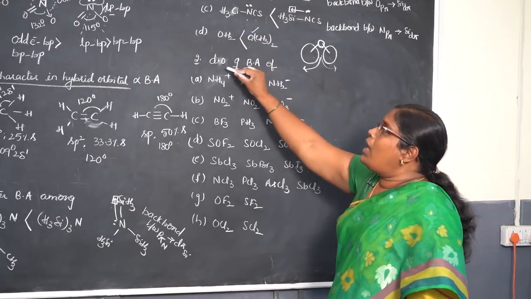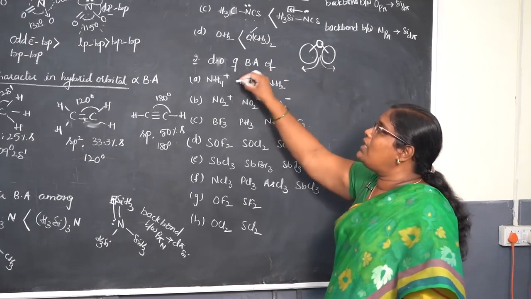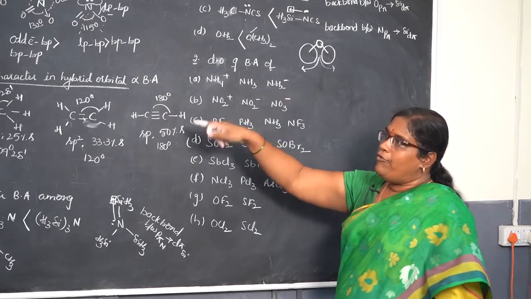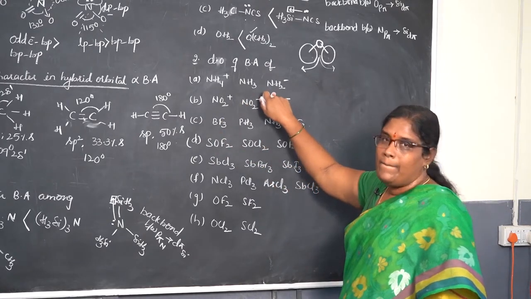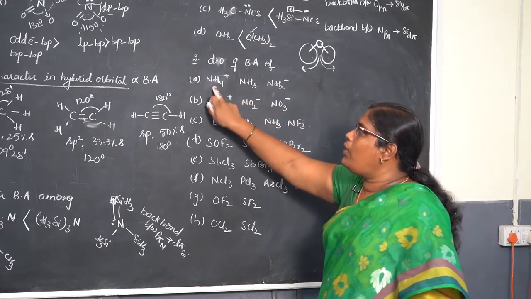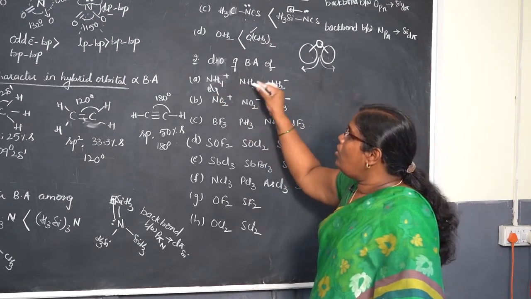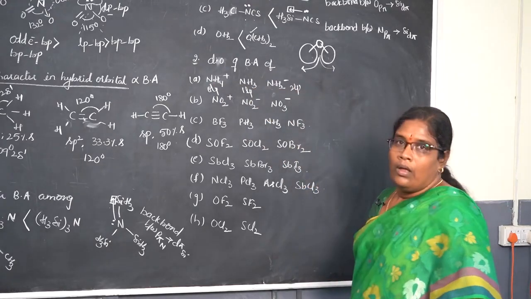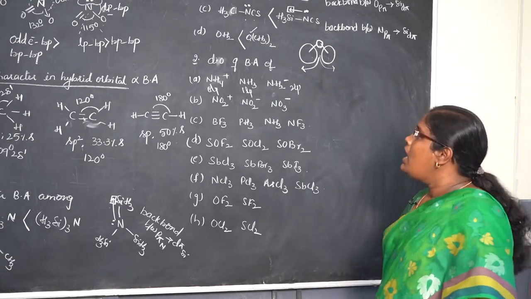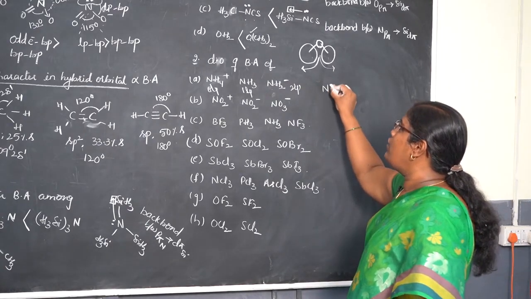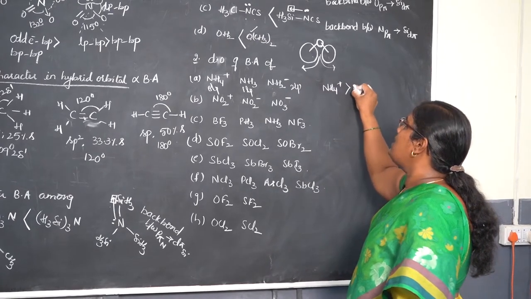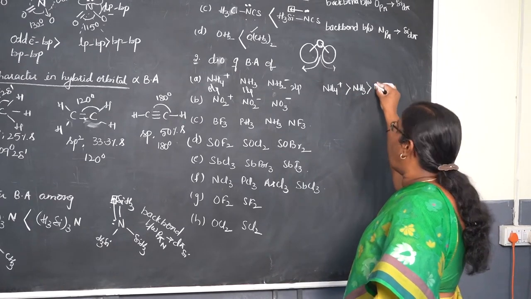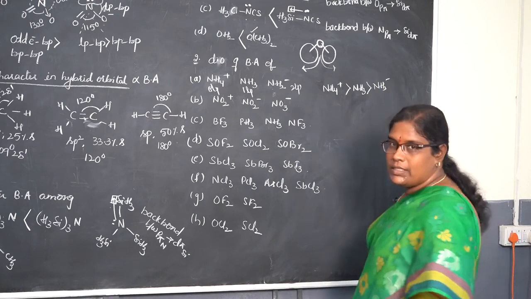Now, you are asked to arrange these species in the decreasing order of bond angle. So how to do them? You have to see which factor is applicable over here. So if you see the first set, in ammonium, the lone pairs are 0, ammonia 1 lone pair, amide ion 2 lone pairs. And the number of lone pairs is inversely proportional to bond angle. Therefore, ammonium NH4+ has more bond angle than ammonia than amide ion NH2-.